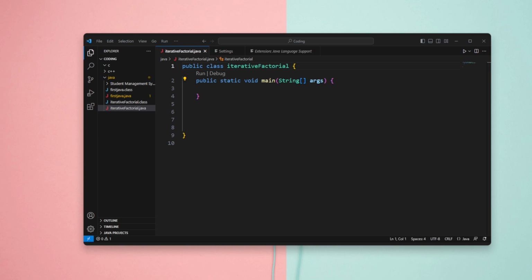Now, let's compare the space complexities of two different approaches for calculating the factorial of a number: iterative and recursive methods. By examining their space requirements, we can gain insights into which approach is more efficient. Let's explore the iterative approach.